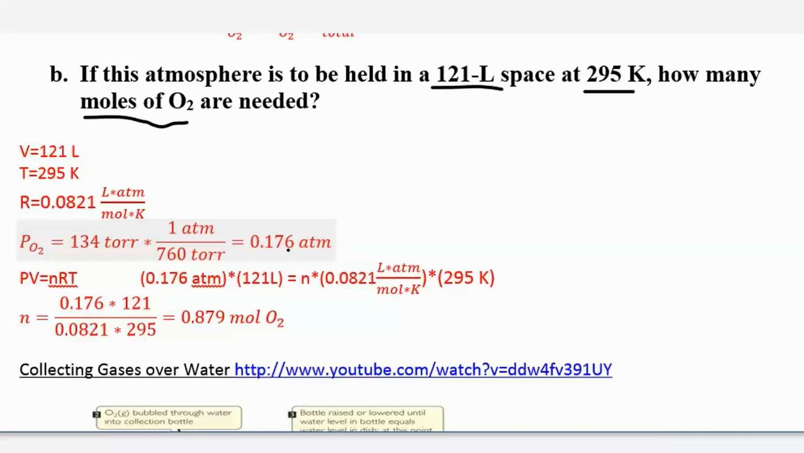And now I have P, V, T, and R, and I just want to solve for n. So I'm going to plug that into my PV equals nRT equation. Solve for n over here. And you should check this too, make sure you can rearrange that equation. All I did was divide by RT on both sides. So I get PV over RT is n, and I got 0.879 moles of oxygen.